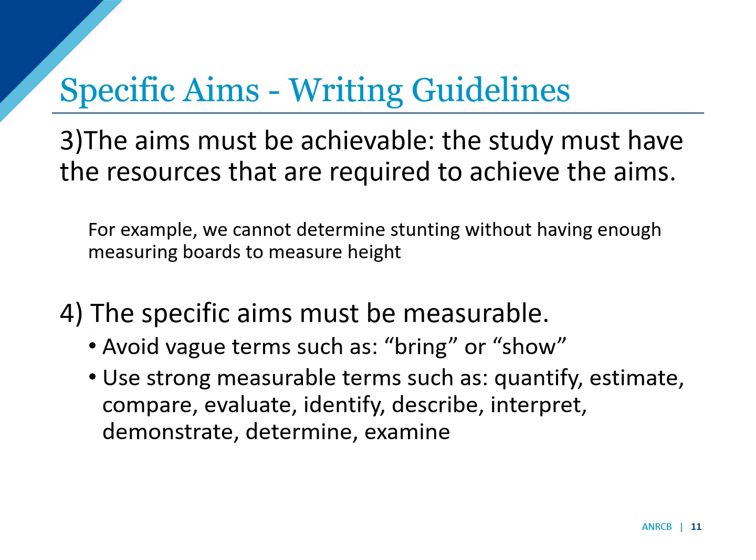Aims must be achievable. The study must have the resources that are required to achieve the aims. For example, for our previous aim, the example we just used, we can't determine stunting without having measuring boards to measure height in children. And if we don't have enough measuring boards, or we don't have enough staff to go out to each of the villages or cities that we intend to go to in each province, we may not be able to achieve the aims in the stated period of time.